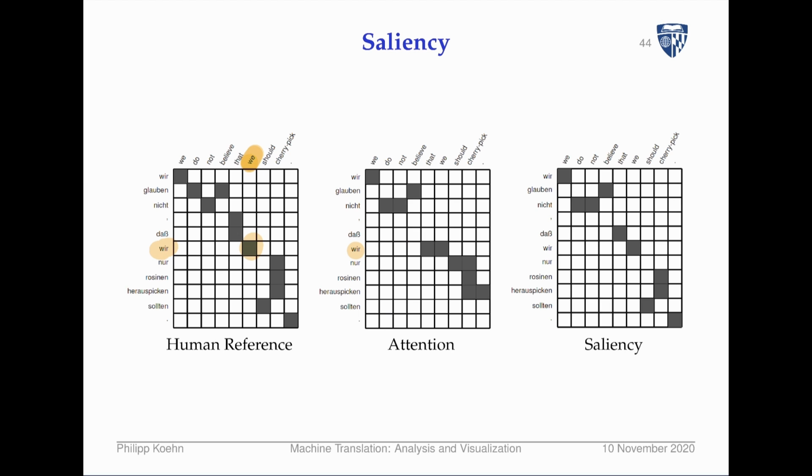This is what the attention mechanism does. It not only includes the word "we," but also includes the word "that." So it's not as accurate, while the saliency method here gets this right. It also gets other things right. For instance, that the word "das" here is connected to "that," which is missing in the attention, and here the saliency method gets it right.